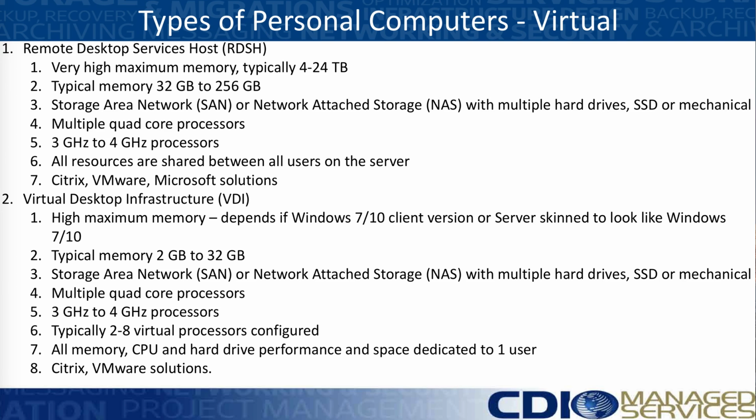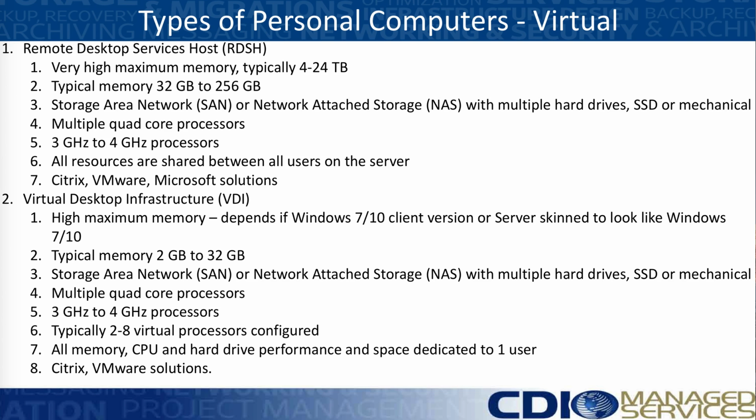Finally, we have virtual desktop infrastructure. Virtual desktop infrastructure is somewhere in the middle between a physical computer and RDSH, in the sense that each user gets his own virtual computer. There's no sharing like in RDSH, but the computer is virtual, and the computer has virtual resources. Because the computer is virtual, it's easier to assign resources to that computer. So typical memory is between 2 and 32 gigs of RAM.